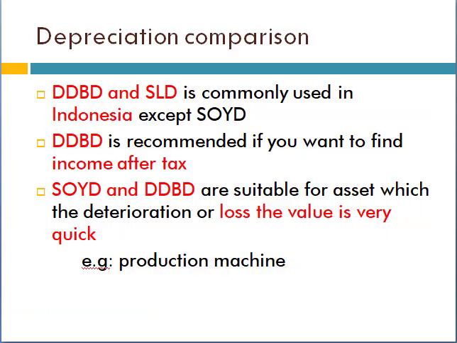So DDBD and SLD will be used together when the book value is greater than the salvage value that comes from the market price. DDBD and SLD are widely used in Indonesia, but we rarely see companies use the SOYD. DDBD is recommended if you want to find income after tax. SOYD and DDBD are suitable for assets whose deterioration or loss of value is very quick, for example, production machines and technological assets.